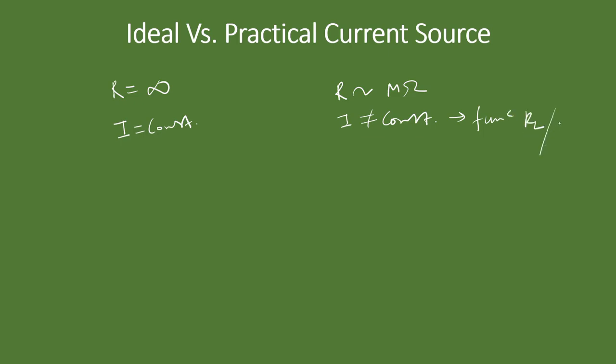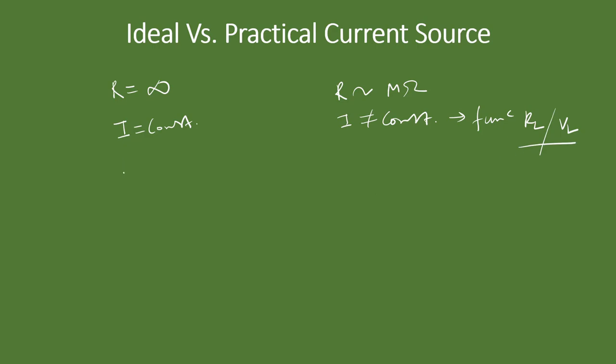In case of an ideal current source, the internal resistance is infinite, so we don't draw this internal resistance at all. This is basically an open circuit. But in case of a practical current source, the internal resistance is of the order of mega ohm. For an ideal current source, we can draw any amount of current without losing its value. But in a practical current source, we cannot draw any amount of current keeping the current constant. So I is not constant. It always depends upon the load resistance and load voltage. It is a function of load resistance, or we may say load voltage.